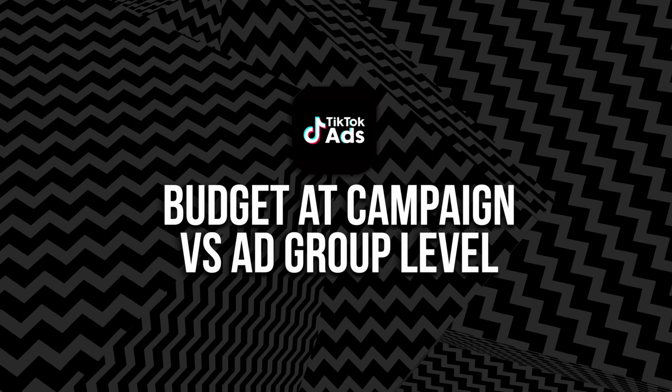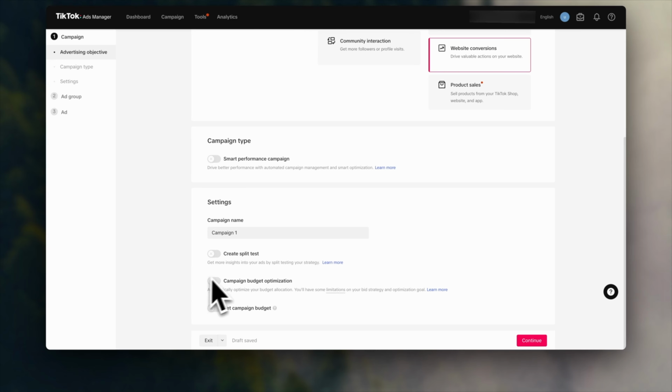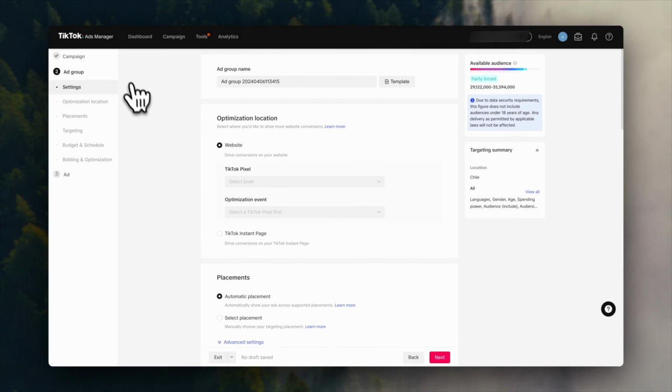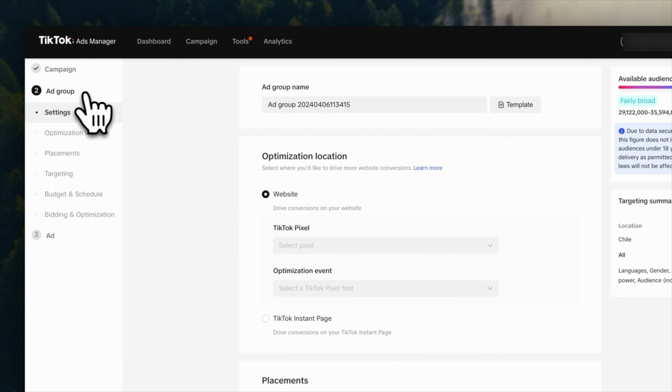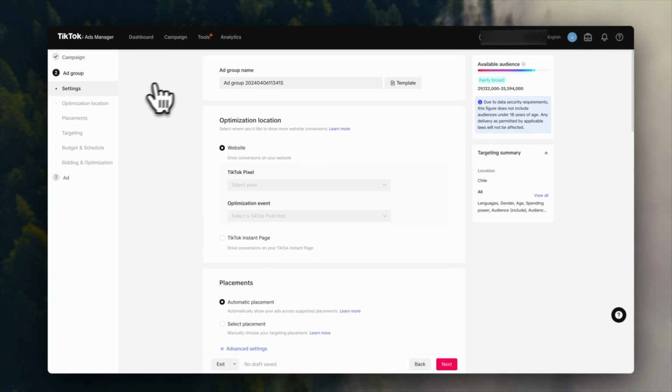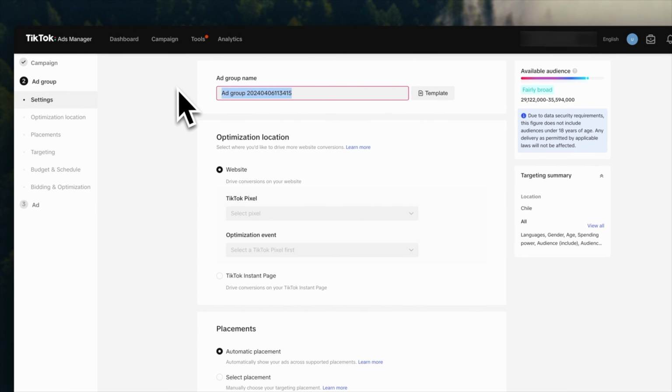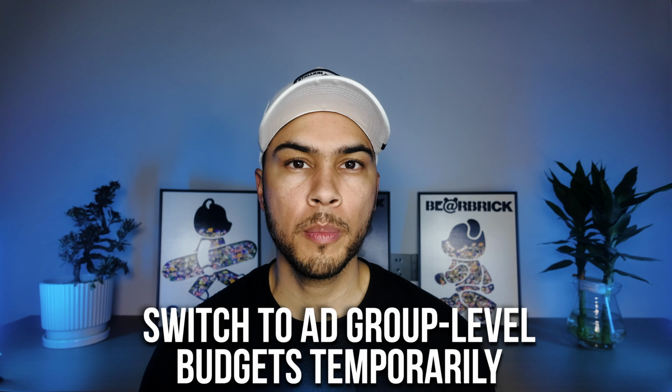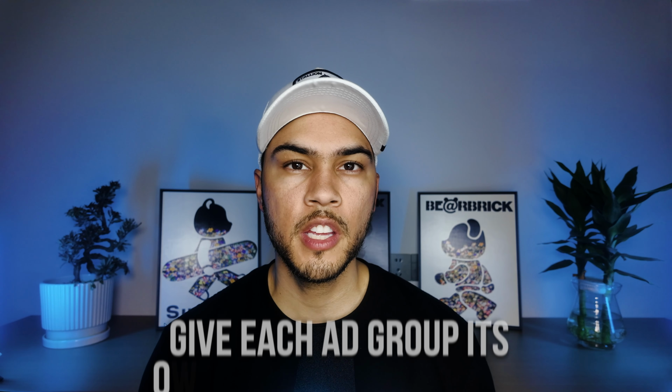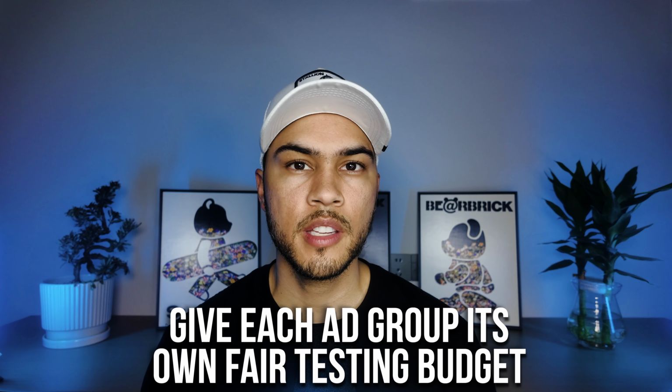Budget at campaign versus ad group level. If you're using campaign budget optimization, CBO, TikTok distributes budget across ad groups based on predicted performance. If one ad group is weak, it may receive almost no spend. If nothing is spending, switch to ad group level budgets temporarily. Give each ad group its own fair testing budget. This isolates performance and ensures TikTok doesn't starve new ad groups.